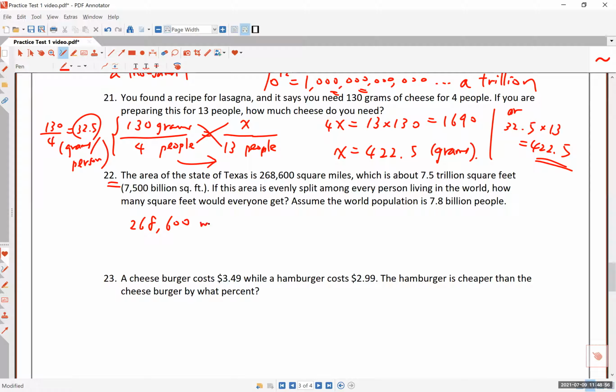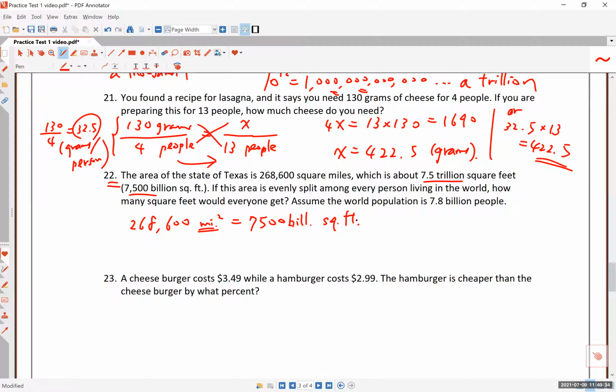Number 22, the area of the state of Texas is 268,600 square miles. It's a big state. It's the biggest continental state, which is about 7.5 trillion square feet. But the problem kindly gives us that it is the same as 7,500 billion. Remember, 1,000 billion is 1 trillion. So this is about 7,500 times a billion square feet.